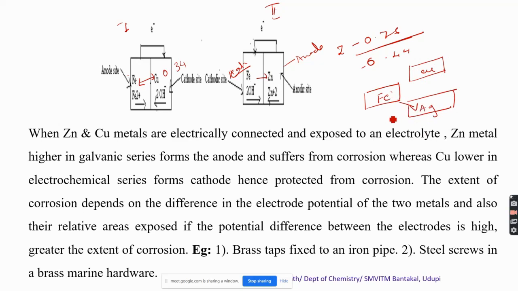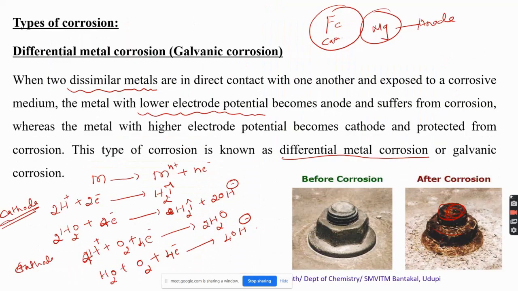The difference in the electrode potential of the two metals decides the rate of reaction, along with the relative area exposed to the environment. Because the difference here is less, 0.34 compared with minus 0.44, it is less compared to 0.8. As the difference is more, the corrosion rate of the anode metal becomes more. This is all that comes under differential metal corrosion. Okay, any doubt, students, under differential metal corrosion?